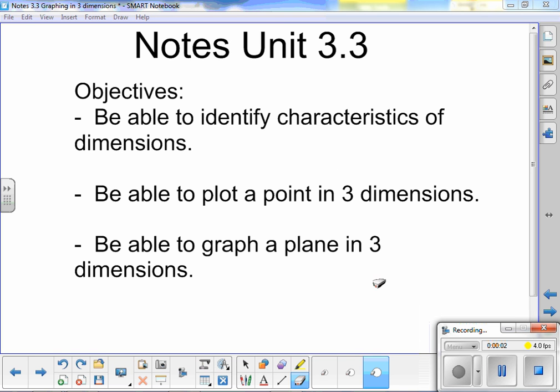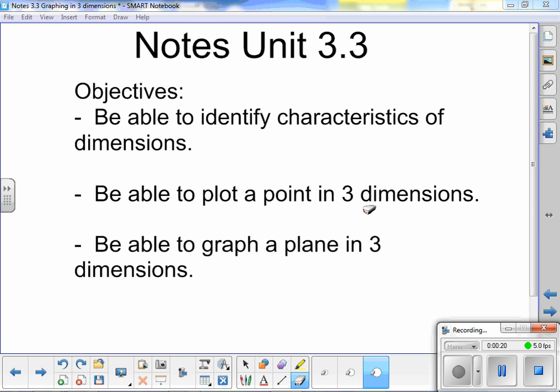All right, so here is your notes unit 3.3. We are graphing in 3 dimensions. Objectives today, we got 3 of them. Be able to identify characteristics of dimensions. This is just identification, so just kind of knowing what they are.